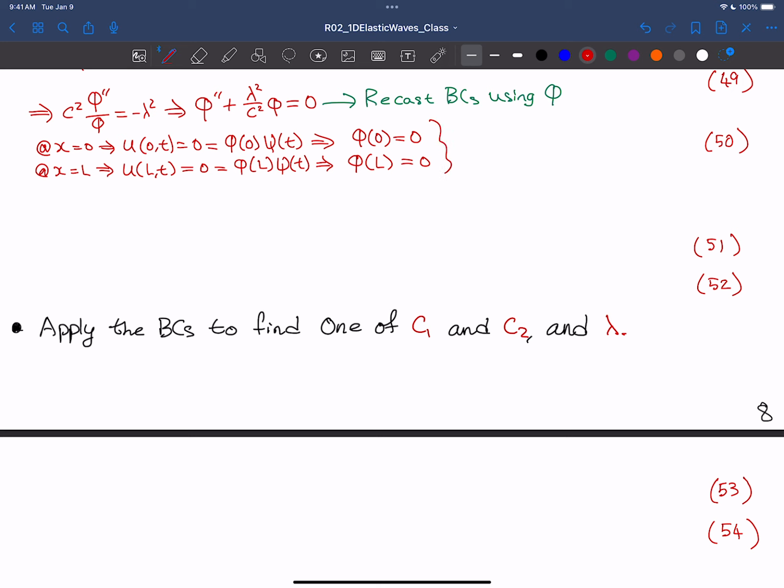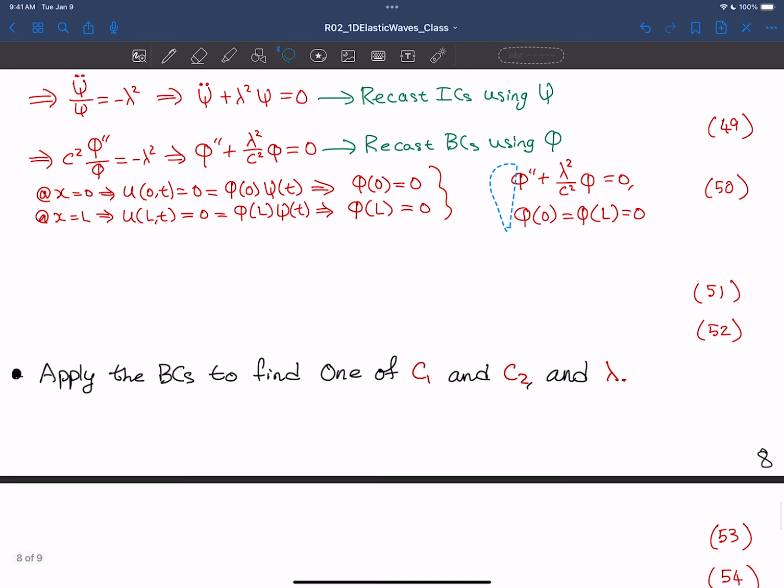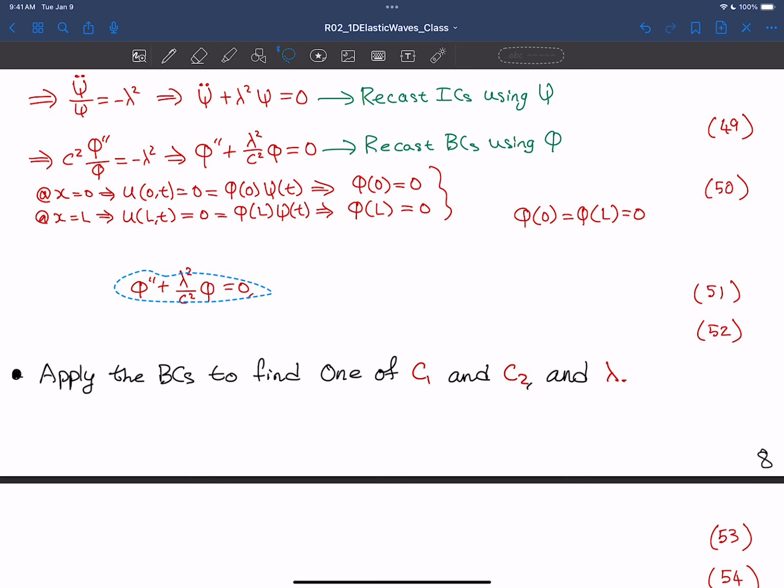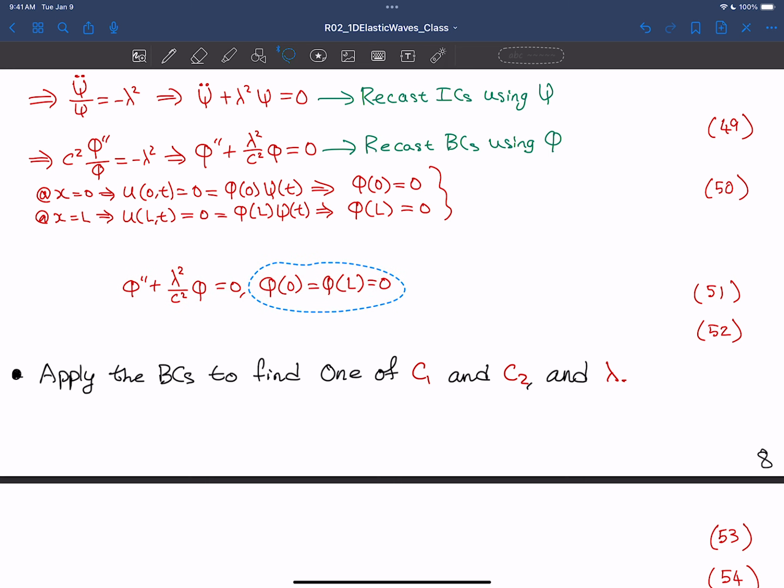So from here, we get the following differential equation. We have phi double prime plus lambda squared over c squared phi equals 0, with the conditions phi of 0 equals phi of L, and both of those are equal to 0. I'm going to move my boundary conditions down, and that's our equation 50. In fact, let's move these down to 51. So 51 plus the boundary conditions.